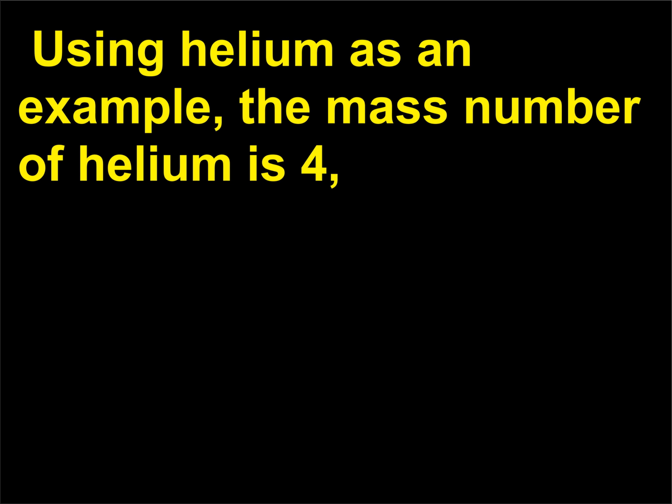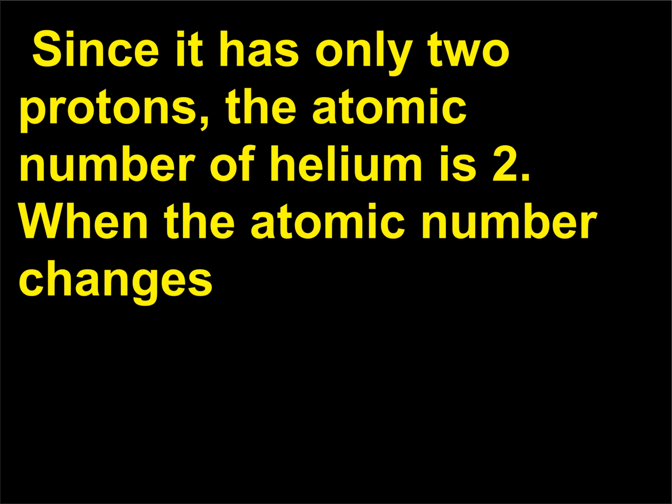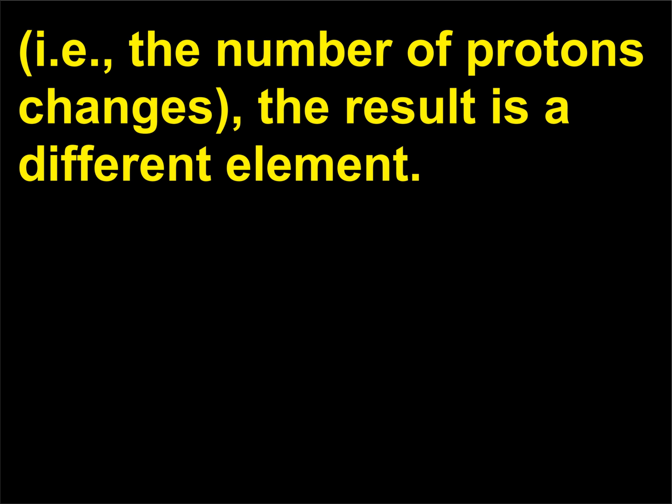Using helium as an example, the mass number of helium is 4, as it has 2 protons and 2 neutrons in its nucleus. Since it has only 2 protons, the atomic number of helium is 2. When the atomic number changes, i.e., the number of protons changes, the result is a different element.